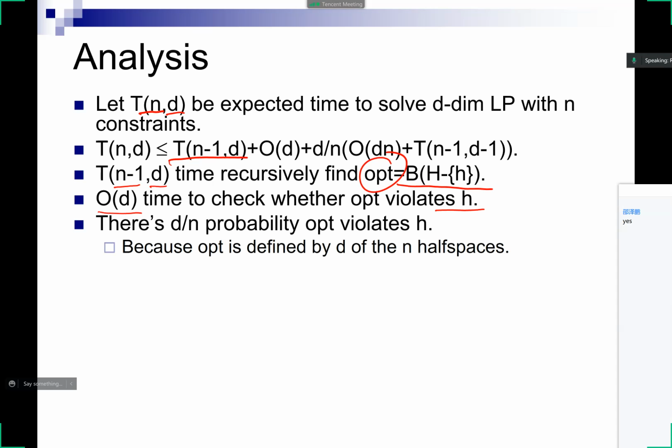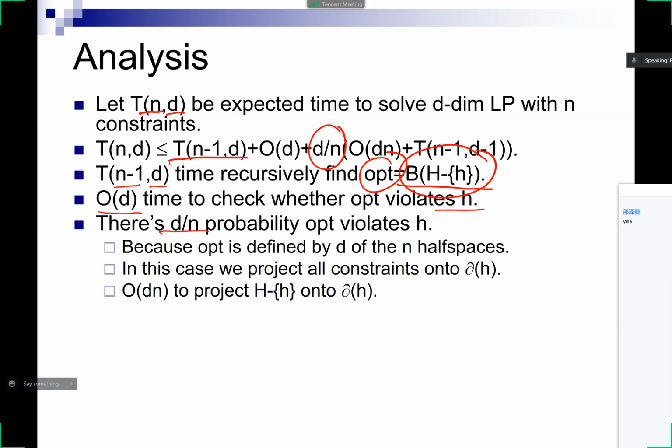Now there's a d divided by n probability that we actually picked a tight constraint, and in that case, the optimum is going to violate h, the constraint. The reason is because the optimum lies at the intersection of d constraints. So if you pick a random constraint h, then there's a d divided by n probability that it is one of these tight constraints, in which case, once you take it out, you're going to violate h. So that's where this d divided by n comes from.